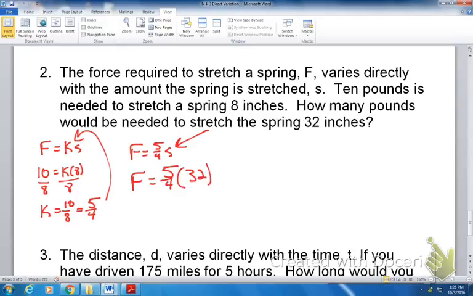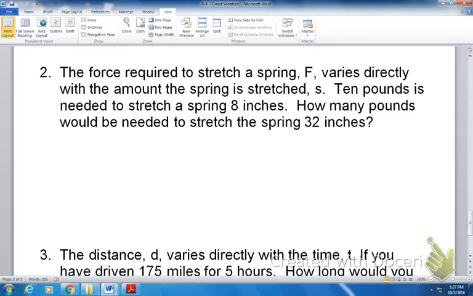So the force is 5 over 4 times the S value of 32. Now be really careful if you put this into your calculator. It'll be 5 over 4 times 32. You need to put the 32 in parentheses. If you do it right, you should get 40, and I believe that is pounds. So it seemed a little different because of the wording, but it was the same work that we had to do. Let's look at the last one.